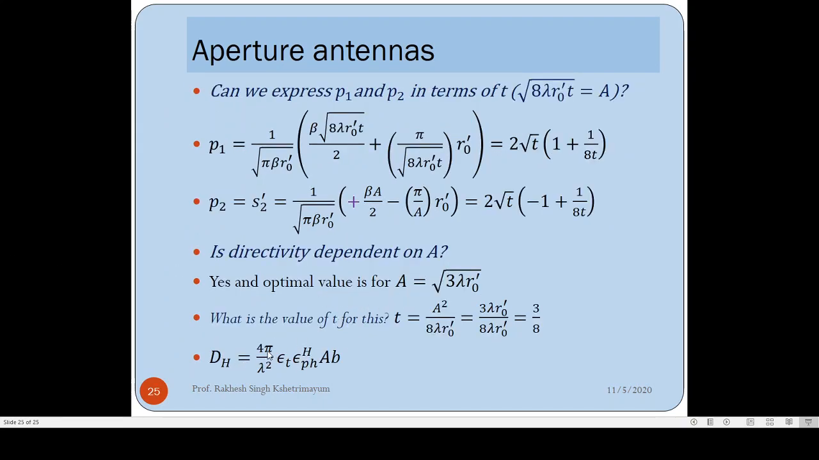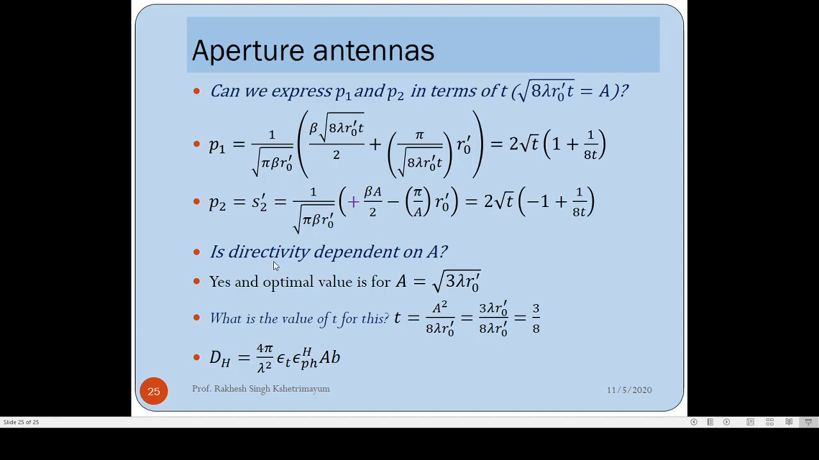Directivity of the horn antenna is 4 pi by lambda square, 0.81, this term here, A into B. Once I know the dimension, and I know what frequency I want to find the directivity at, I know the lambda, I know all the terms. All I need is to find the T. Once we have the T, then we can find the directivity of the horn antenna.